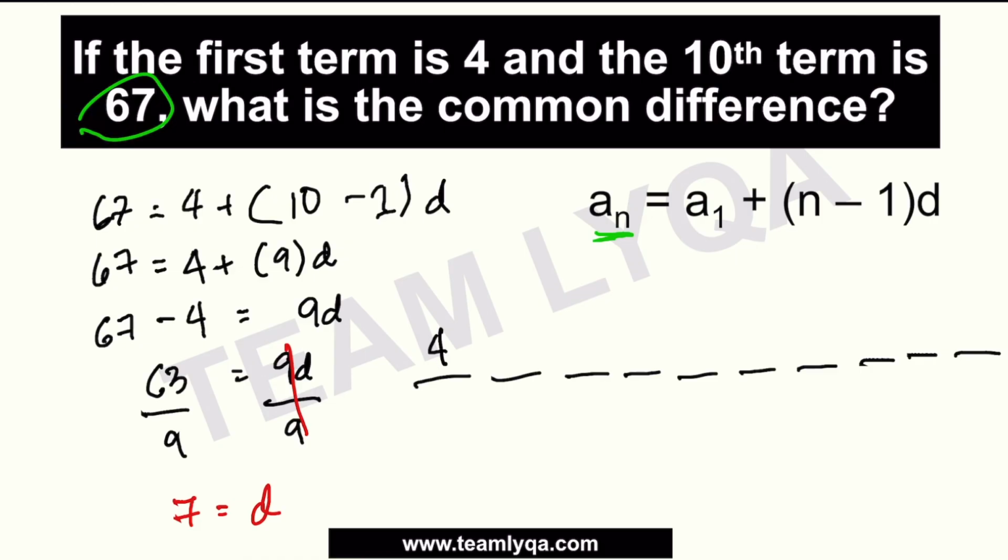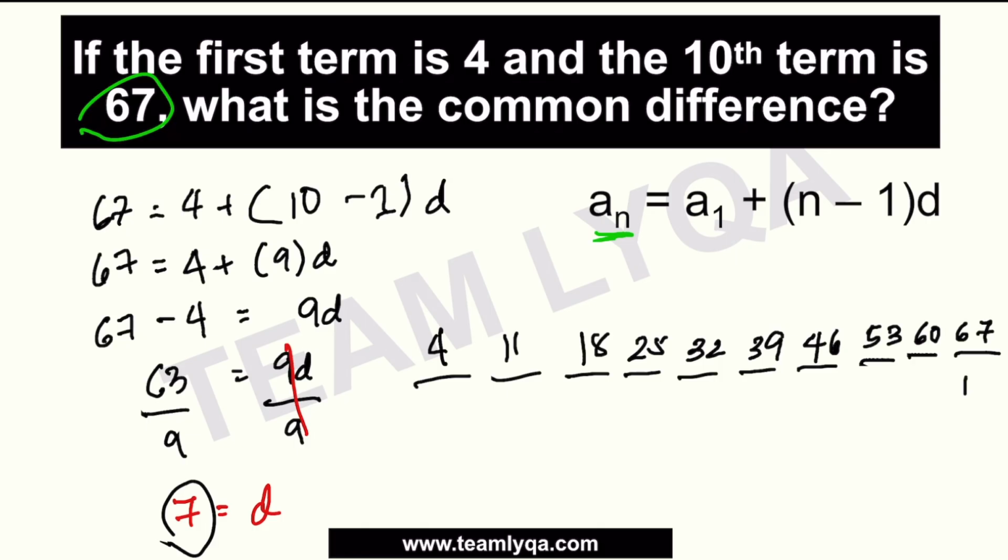Kung ang common difference ay 7, the next one will be 11. This will be 18, 25, 32, 39, 46, 53, 60, and 67. So, this is the 10th term. Tama tayo dyan. Okay? So correct yung common difference na 7. So, again, very handy yung ating formula, lalo na kung malalaki yung mga numbers that we're dealing with.